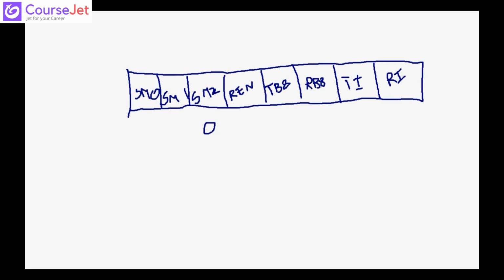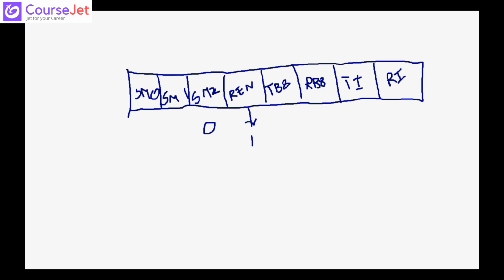Next, this REN is receive enable. When you make this particular bit 1, then only you will be able to receive data. If you want to receive data and you make this bit 0, you will not be able to receive any data. This is like a lock, you can say. When you open it, then only you will be able to receive data.